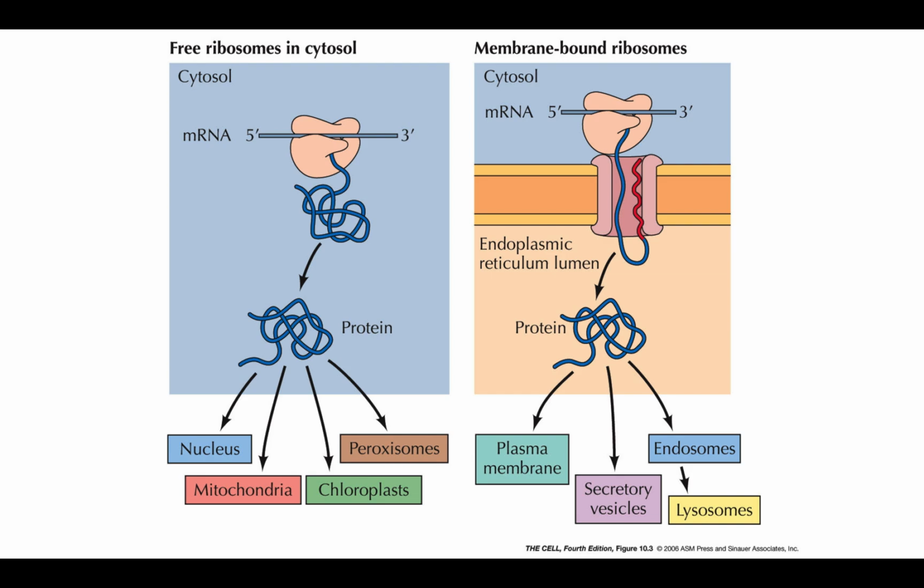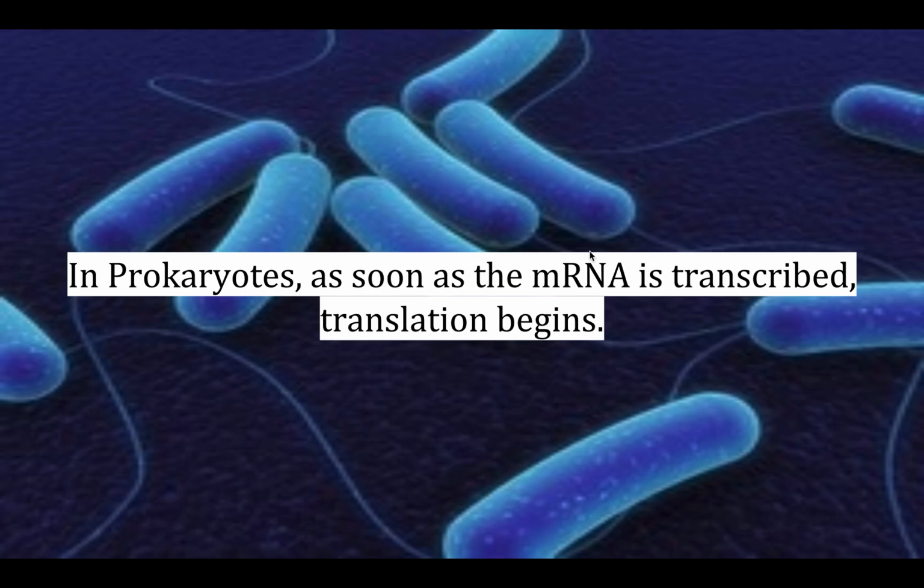This is not in the old curriculum, so I'm emphasizing free ribosomes and ribosomes in your ER. So free ribosomes make proteins destined to be used inside the cell. Those that need to go to the plasma membrane, be released through exocytosis, or be used by your lysosome or endosome are made inside your endoplasmic reticulum.